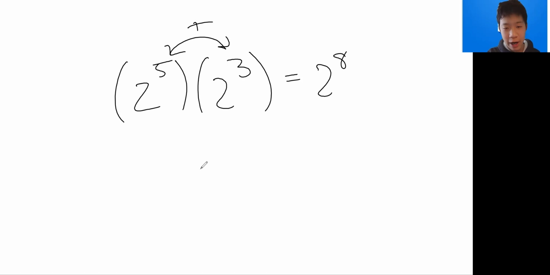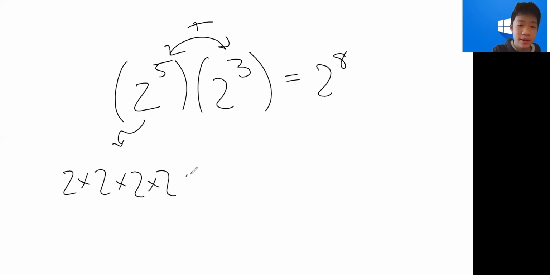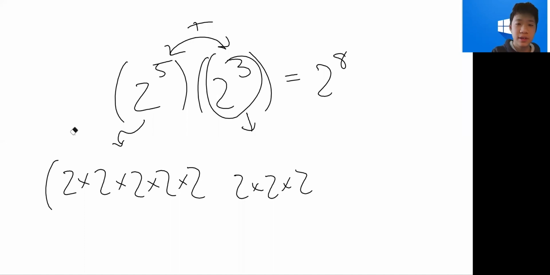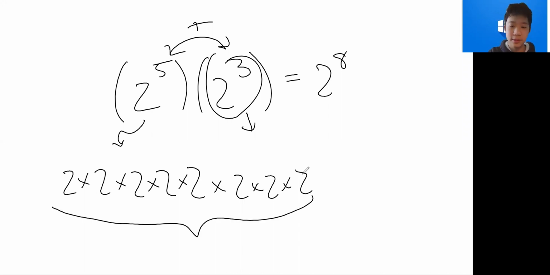Well, you may ask, why does this work? Well, let's turn 2 to the fifth into what it actually is. Let's expand it out to 5 2's multiplying by each other, all right? This is being multiplied by, well, what is this? This is 3 2's multiplying by each other. If we ignore the parentheses and multiply these two groups together, isn't this the same thing as having 8 2's in total? We've got 8 2's. This is just 2 to the 8th.